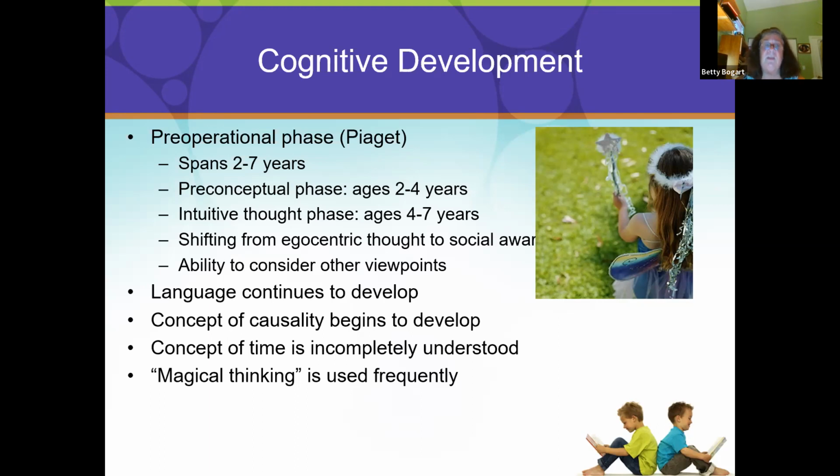Their concept of causality develops. They know if they do something wrong, something's going to happen. Or if they do something right, there's going to be a good consequence to that. They do not understand time as in the clock. They don't understand at 2 o'clock, we're going to go to Nana's house. But what they do understand is, after lunch, we're going to Nana's house. Or when the sun comes up tomorrow morning, you're going to go on a car ride. They don't understand the clock. They understand events connected to those times.